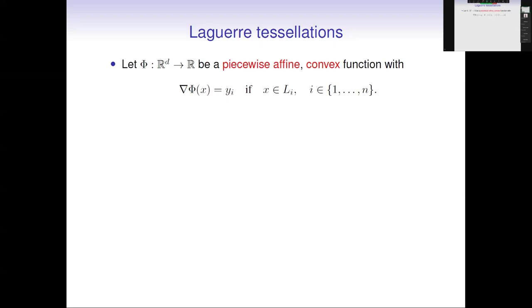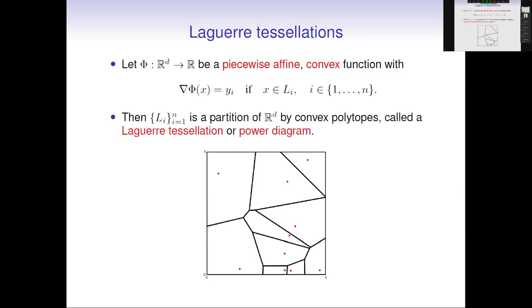Let phi, a function from R^d into R, be a piecewise affine convex function. So it's piecewise affine, so its gradient, we're just going to assume it takes on finitely many values. Its gradient is piecewise constant, and it takes the constant y_i on the cell L_i. And since phi is convex, these cells are convex as well. The collection of cells L_i, where the gradient is constant, form a partition of R^d by convex polytopes, so convex polygons in 2D, convex polyhedra in 3D.